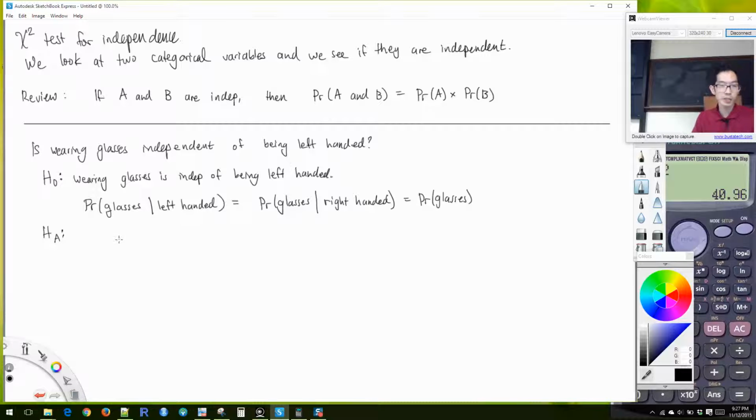Okay, and then the alternative will be, we'll start off with a non-directional alternative. We'll say the probability of glasses given left-handed is not equal to the probability of glasses given right-handed.